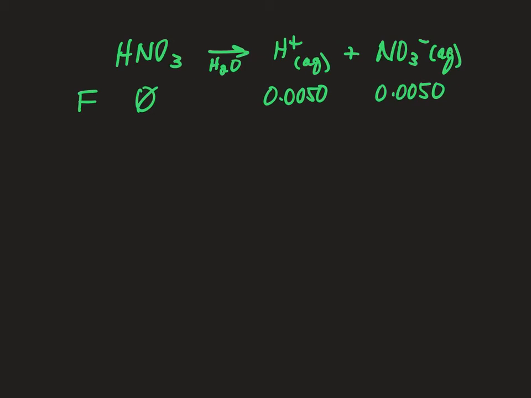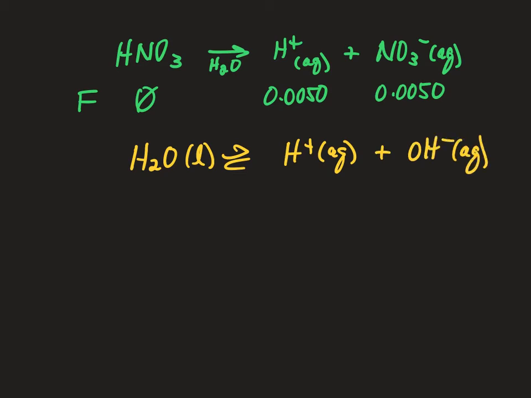So here's where we ended up on the last slide. All of our nitric acid had dissociated. We didn't have any of it left. We had 5 times 10 to the minus 3 molar hydrogen ions and 5 times 10 to the minus 3 molar nitrate ions. Now we have to deal with our equilibrium process, which is our Kw process: water dissociating into hydrogen ions plus hydroxide ions.